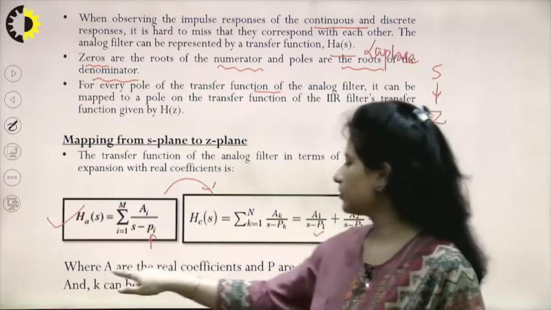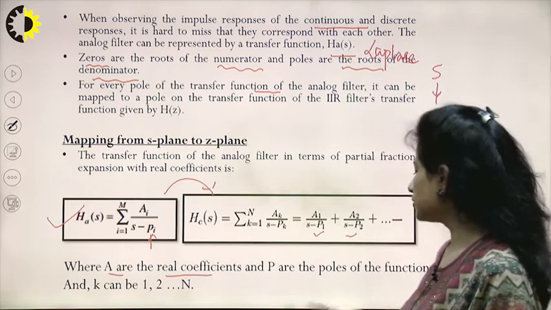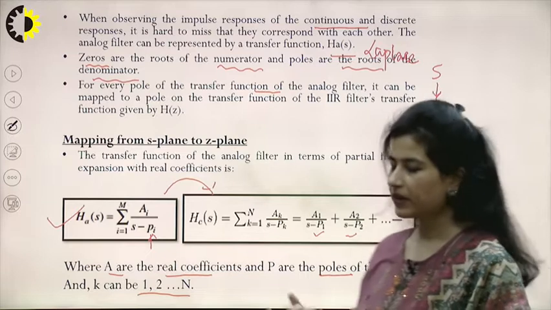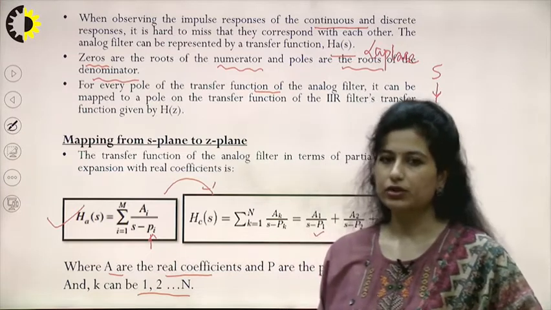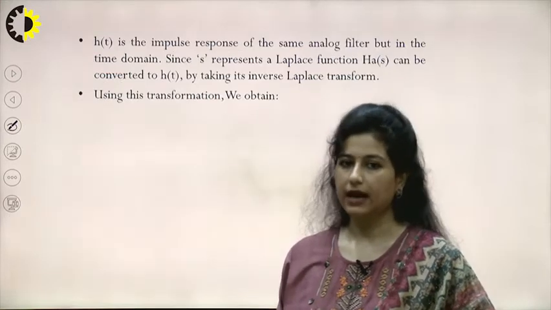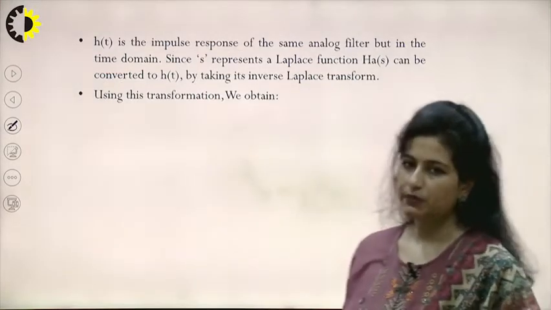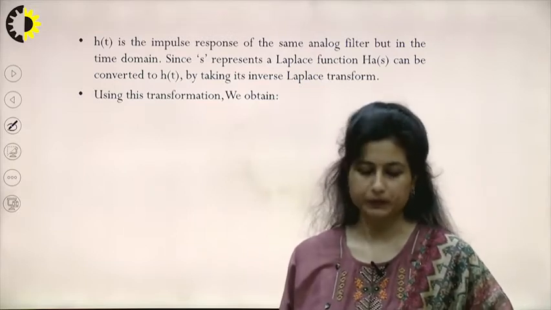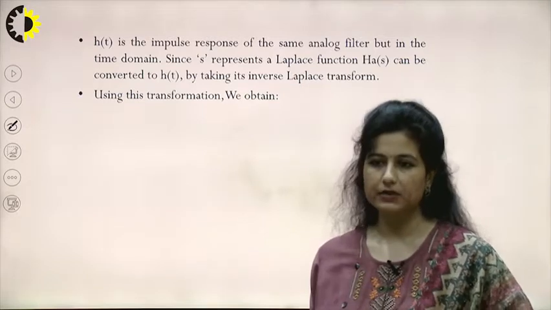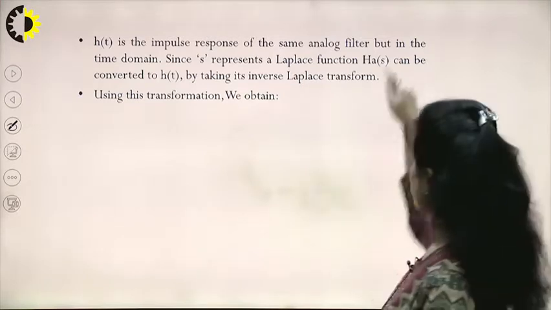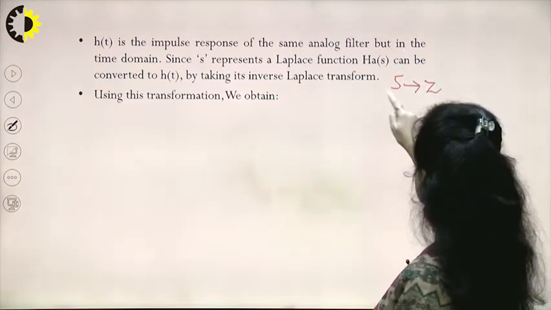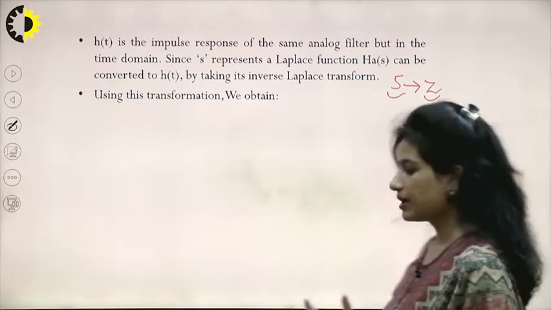So this A is a real coefficient showing the magnitude, and the poles are different values of k ranging from 1 to n, where n would be defined by me according to the choice of what the order of the filter should be, or what level of stages I desire in the response from that particular transfer function. So in impulse invariant transformation, I have three different steps in which I move from my S domain to my Z domain. Basically my task is only to change these two variables in my transfer function.